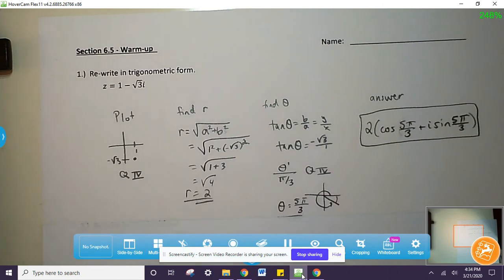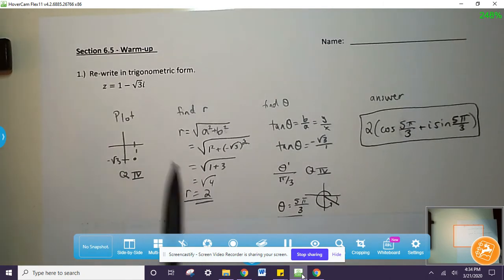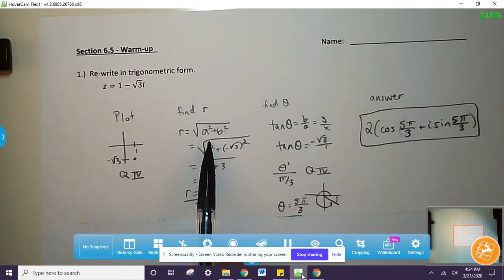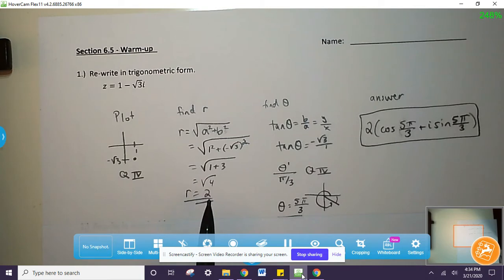So when I went to plot, I found out I was in quadrant 4. R is going to come out to 2 using the formula. If you recognize that you have the ratios for 30, 60, 90, feel free to skip to r equals 2 here. And then for theta, I ended up with 5 pi over 3. And here's my answer. For your answer, you do not have to use 5 pi over 3.